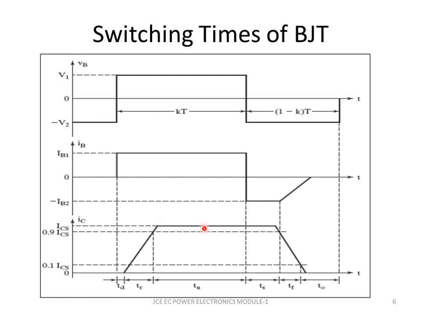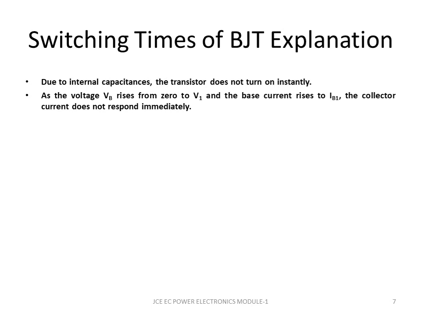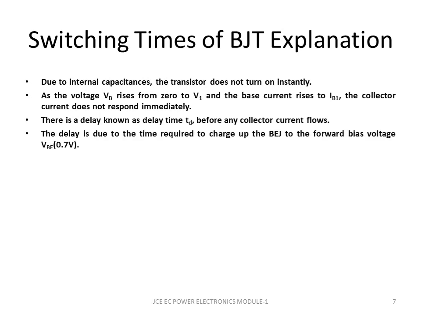And then of course we have the on time, and here what we are going to see is the off time. We will do it in the next slide. So switching times of BJT: due to internal capacitance, the transistor does not turn on instantly. As the voltage VB rises from 0 to V1 and the base current also rises to IB1, the collector current does not respond immediately. There is a delay known as Td before any collector current flows.